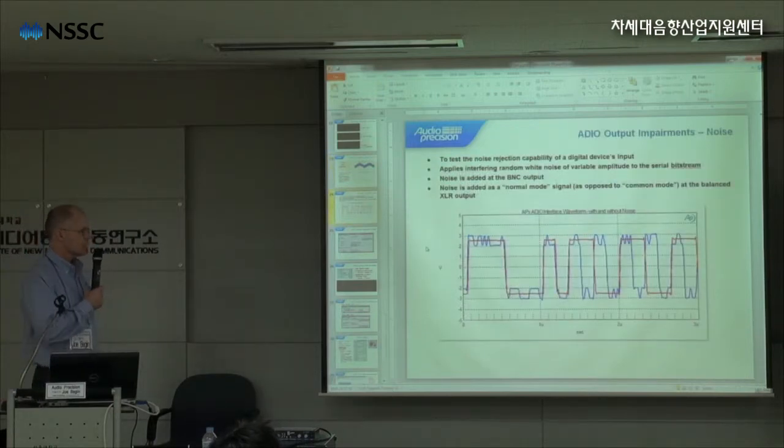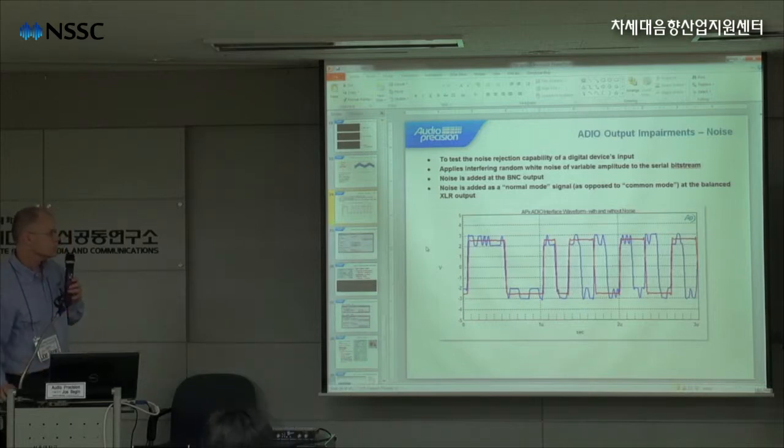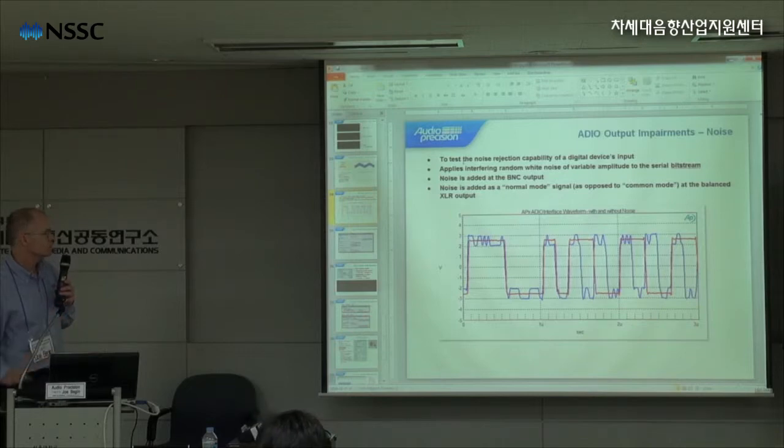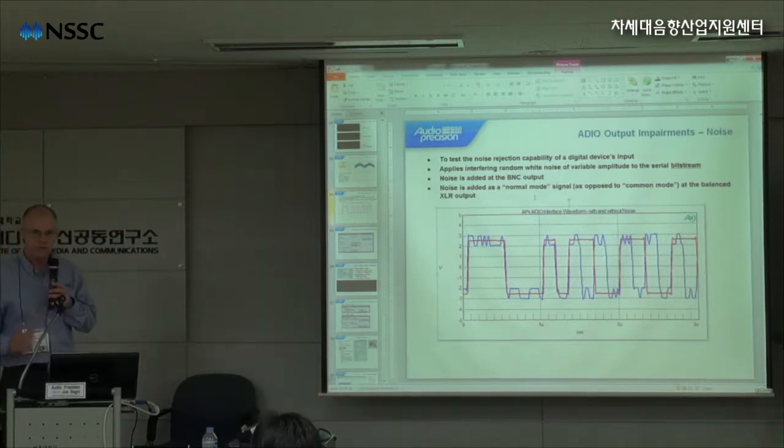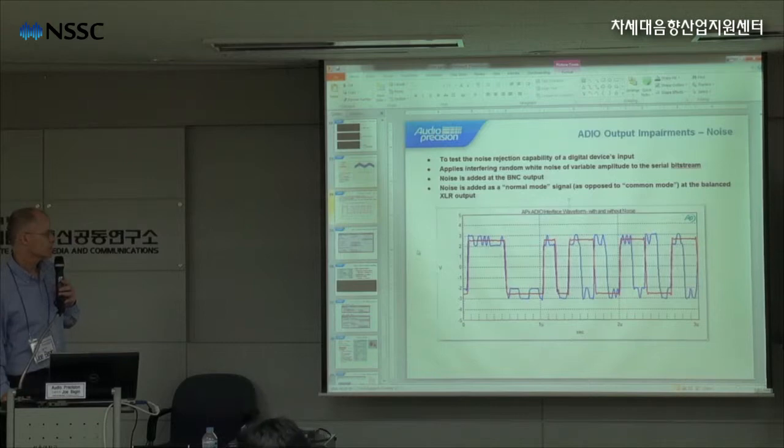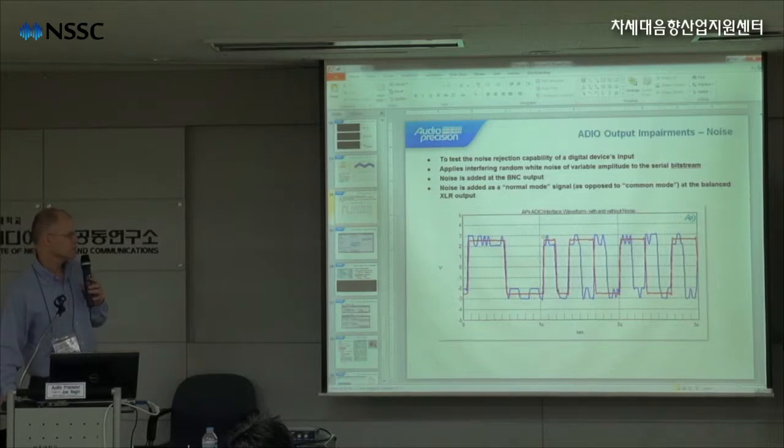We also have the ability to add noise to the interface signal, and that's to test the noise rejection capability of a digital device's input. So there's an interfering random white noise of variable amplitude applied to the serial bit stream. The noise is added at the BNC output, and it's added as normal mode signal, not a common mode signal, to the balanced XLR output. You can see in the red trace here, this is what the interface signal should look like, and the blue trace shows that we've added random noise to the interface signal.